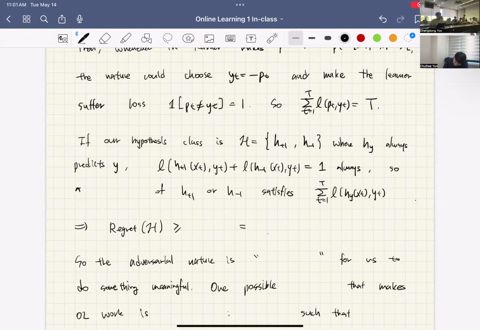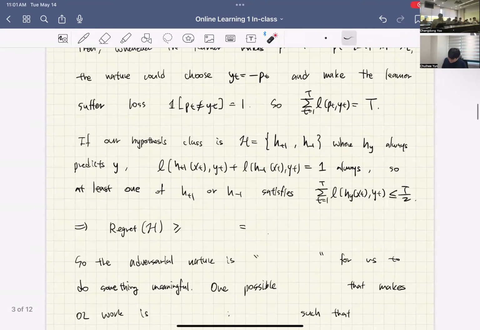So this means that at least one of these hypotheses satisfies that its cumulative loss is less than or equal to T over two. Right? So this means that the regret the learner suffers with respect to this very simple hypothesis class is at least T minus T over two, where the T comes from the learner's cumulative loss, and the minus T over two comes from the existence of at least one hypothesis with cumulative loss less than or equal to T over two. So the regret is at least T over two, which is bad news, right?